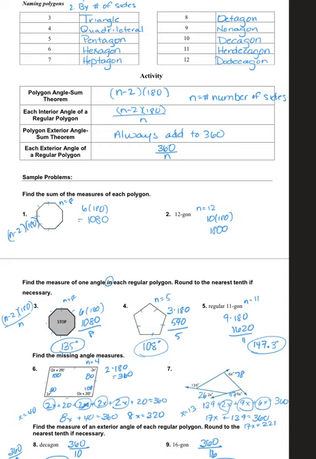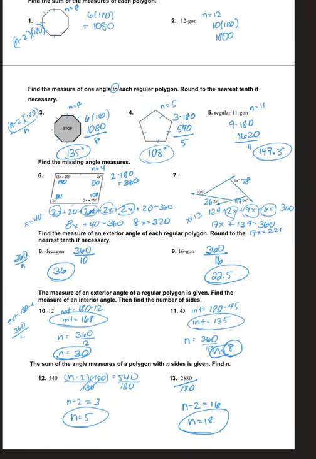So if it just says find the sum, that's n minus 2 times 180. If you're looking for one angle inside the polygon, n minus 2 times 180 divided by n. If I'm looking for the missing angles, if it's inside, we have to do the n minus 2 times 180. Then we add up all of the angles, set it equal to that number, and then solve for x. If it's exterior, we know it adds to 360.